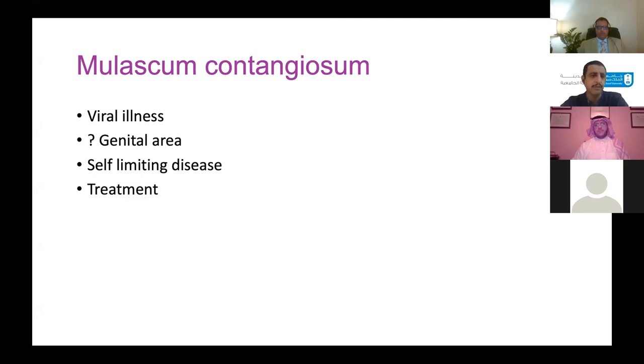of those lesions. So if it involves the genital area, again, it can be usual, because he is scratching one area, then scratching the genitalia, but keep in your mind sexual abuse as well. It's a self-limiting disease. Treatment, usually they don't need treatment. Sometimes if it's extensive, they may go to dermatology for scraping, because if you press it hard, it will come out.